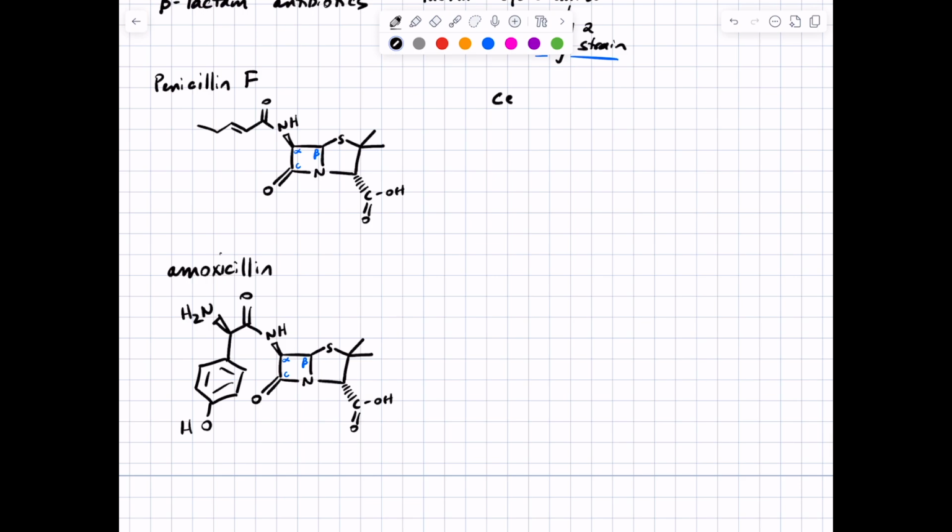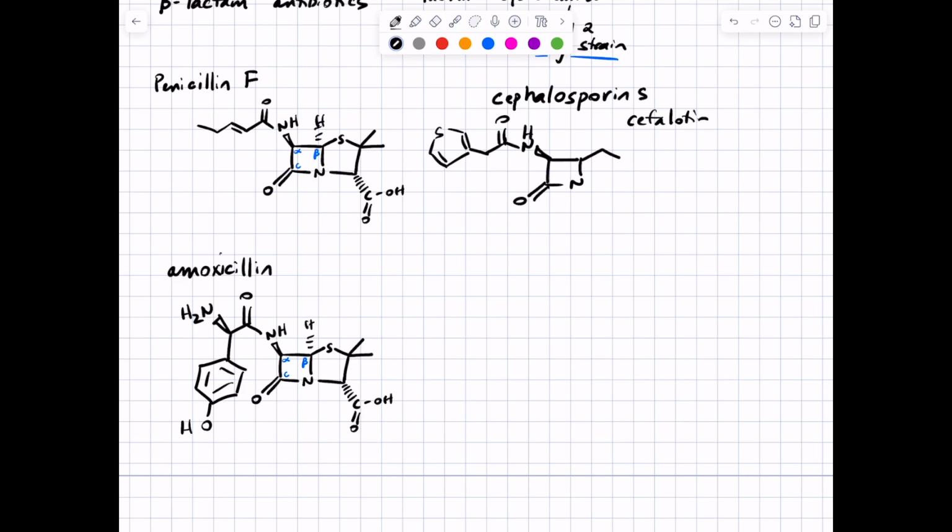And then there's a class of related antibiotics called cephalosporins. These also have the beta-lactam functionality, and they also have a side chain on this amino group. For this particular cephalosporin, it's kind of this weird sulfur-containing ring. This is called cephalotin, and instead of having a 5-membered ring fused to the 4-membered ring of the beta-lactam, cephalotin has a 6-membered ring sulfur-containing side chain.